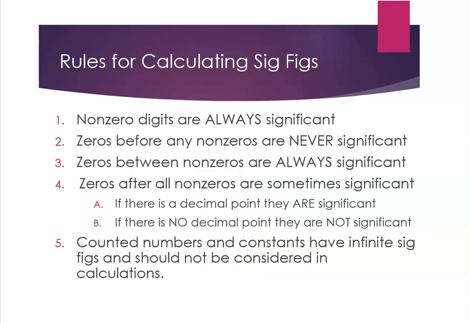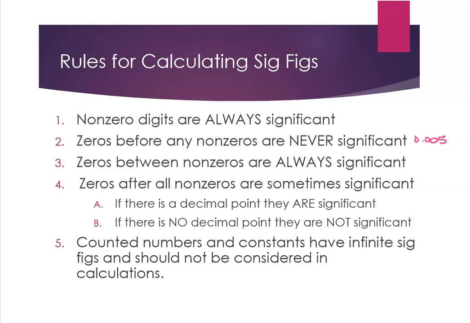All right. So whenever we deal with measurements that have significant figures, we have to figure out which digits are significant and which are not. So our rules here are anything that's non-zero is always significant. So 1, 2, 3, 4, 5, 6, 7, 8, 9, all significant digits. Zeros are the tricky part. Zeros before non-zeros are never significant. So if we have 0.005, that is one significant figure because zeros in the front are never significant.